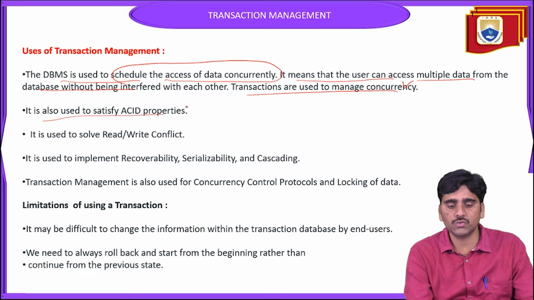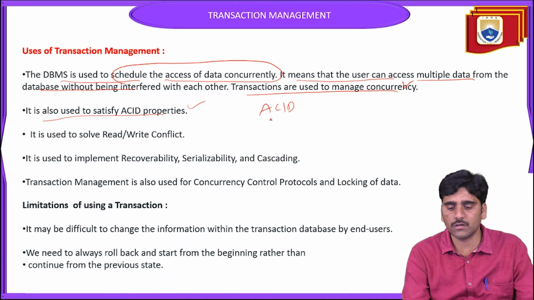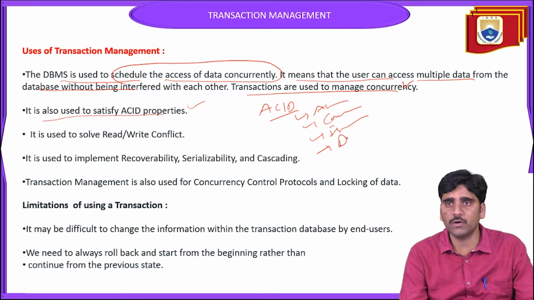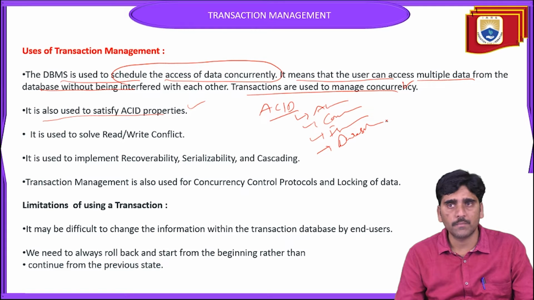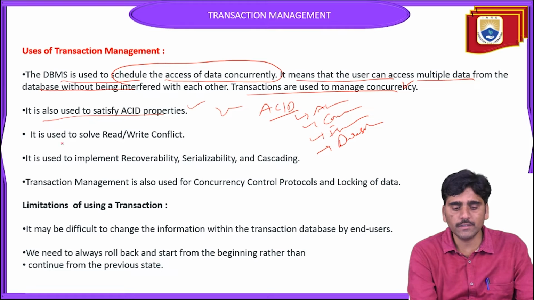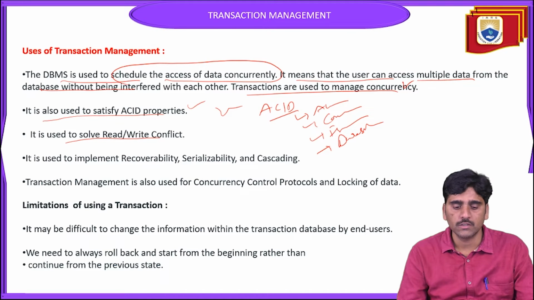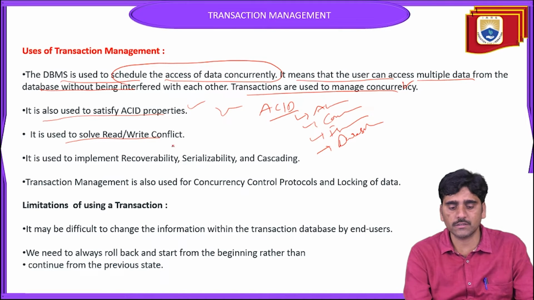It is also used to satisfy ACID properties. So what are the ACID properties? Atomicity property, consistency property, isolation property, and durability property. So these are all ACID properties, and it is also used to solve read or write conflicts. So read or write problems from the transactions we can also solve.